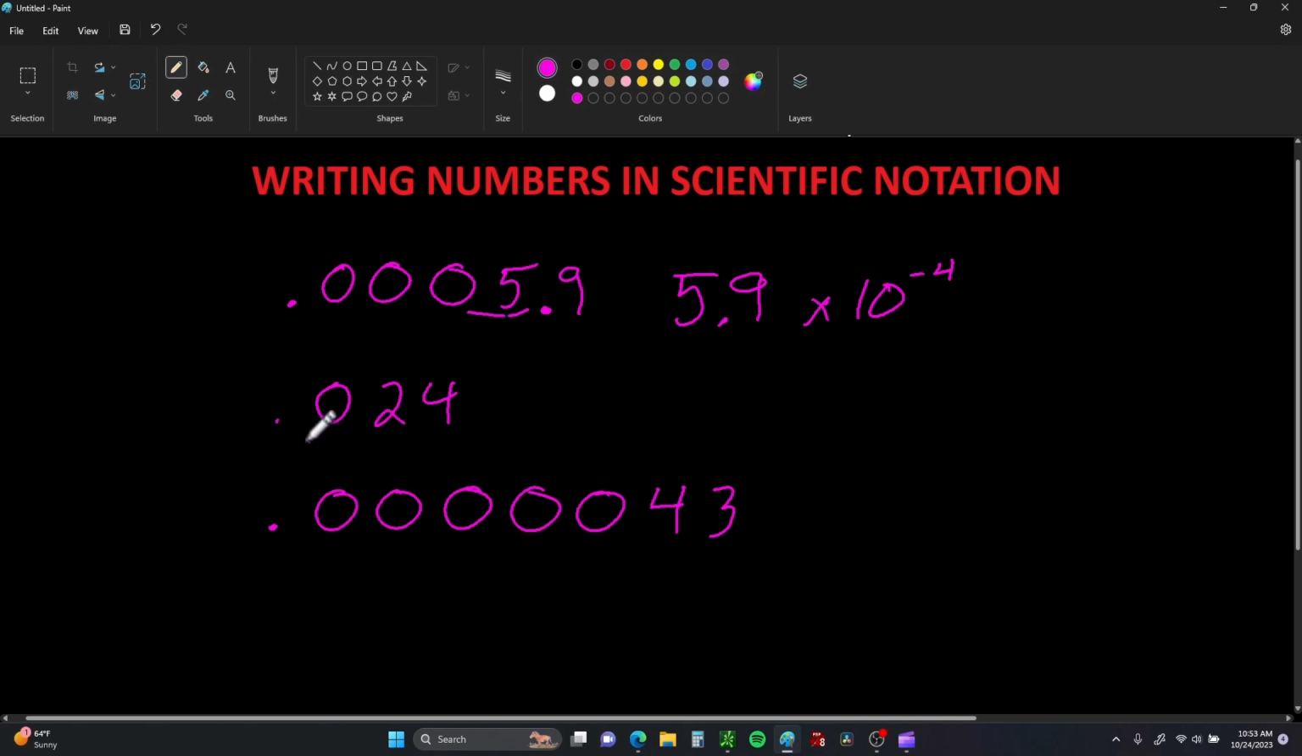And then on this one over here, this would be my first digit, so I'd have 2.4 times 10. And to put the decimal here, I would move 2 spaces, so it's to the minus 2. And then for this one over here, this would be my first digit, so I have 4.3 times 10. And in order for the decimal to be here, I would move 1, 2, 3, 4, 5, 6. So it's to the minus 6 power.